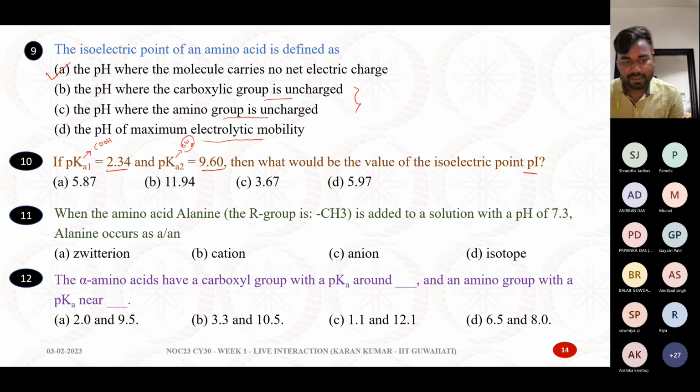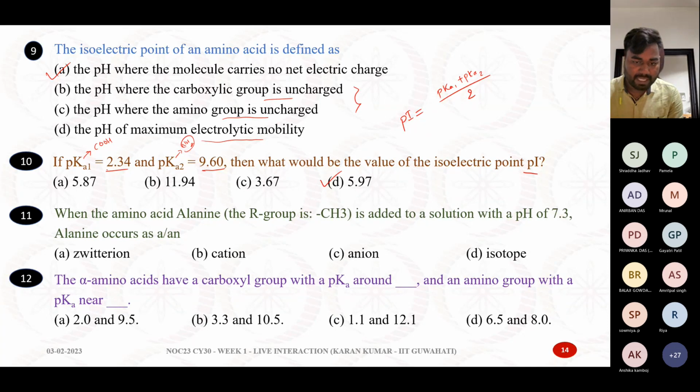How do you calculate it? To calculate pI, we will take the average of both pKs. So 2.34 plus 9.60 upon 2. Very good. pK1 plus pK2 divided by 2. So option D is correct here.